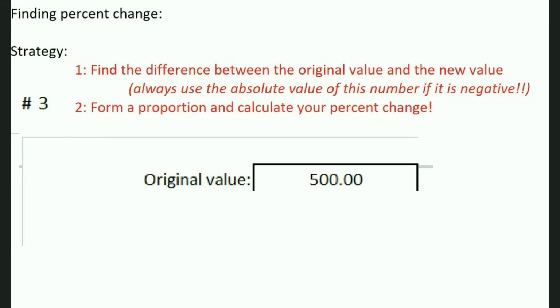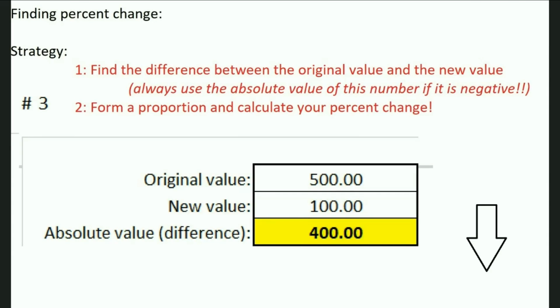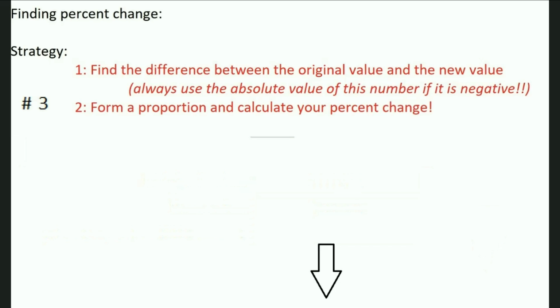This is number 3. Our original value is 500. Our new value is 100. The absolute value of our difference, 500 minus 100, is 400. The absolute value of positive 400 is still just positive 400, so we can use the number as it appears in your calculator. This is a percent decrease, and here we're talking about album sales. We started with 500 albums, and we ended up with 100 albums. So this is a decrease of some sort. Let's set up the proportion.